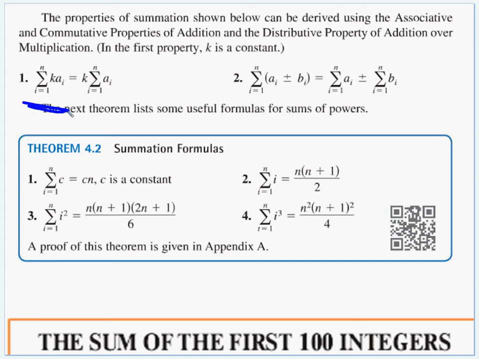If we have a summation of some constant k times a sub i, we can pull that constant out front, just like we did with constants in derivatives and with limits. Here we have the summation of a sub i plus or minus b sub i. Sort of like we distribute, we could do just the summation of the first term, a sub i, and add or subtract, whatever necessary, the summation of b sub i. So we could split that into separate summations, just like we did with limits and derivatives.